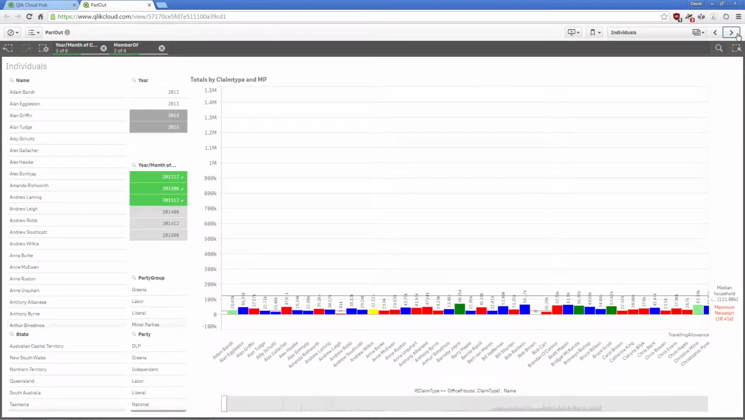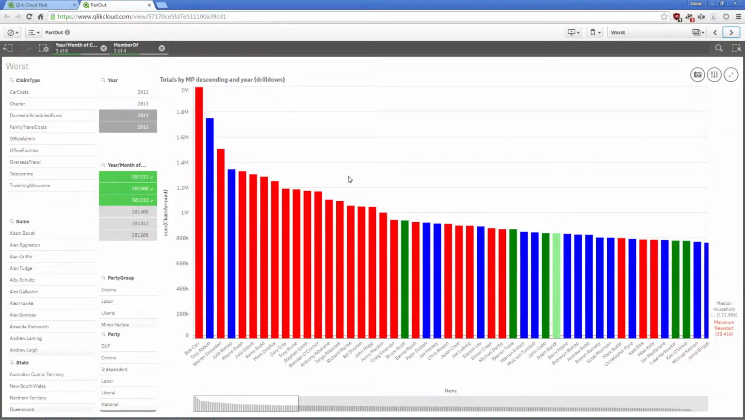I'm going to skip past this one and go straight to the worst. So this is the total amount claimed by each member for the time period allocated. And you see number one here is Bob Carr. It's Bob Carr here, and that explains the previous one with the overseas travel, because Bob Carr is essentially responsible for most of it. He tended to fly around a lot. You see, he spent $2 million here compared to, say, the leader at the time, Julia Gillard, who spent $1.3 million total, the Prime Minister.